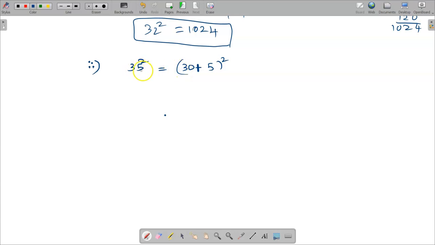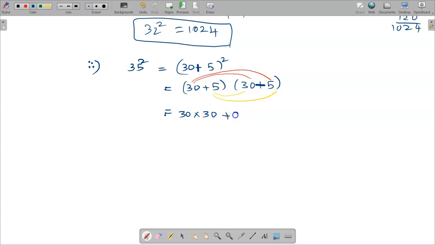So 5 plus which value is 35? 5 plus 30. Okay, so now 30 plus 5, which I can write as 30 plus 5 into 30 plus 5, right? 30 plus 5, the whole square can be written as this, and then as usual, multiply these two. Similarly multiply these two, right? So 30 into 30 plus 30 into 5 plus 5 into 30 plus 5 into 5.